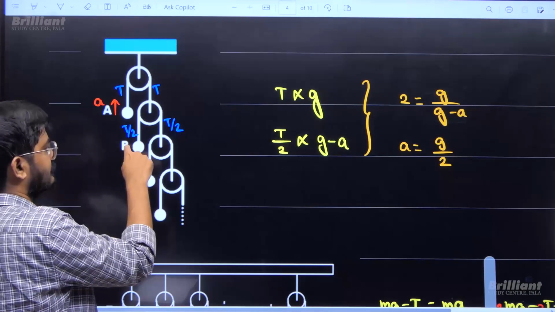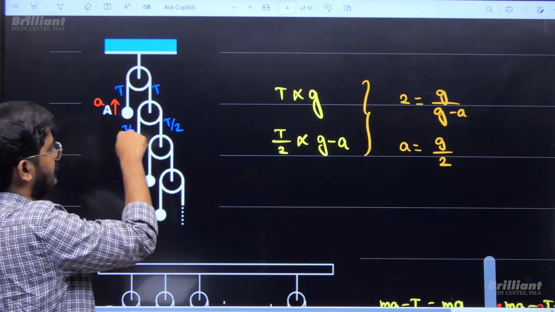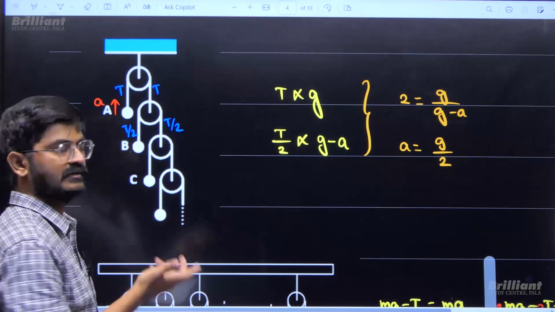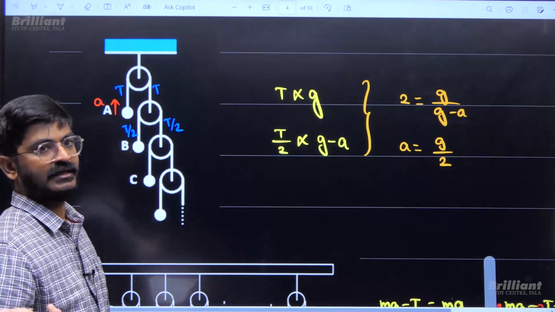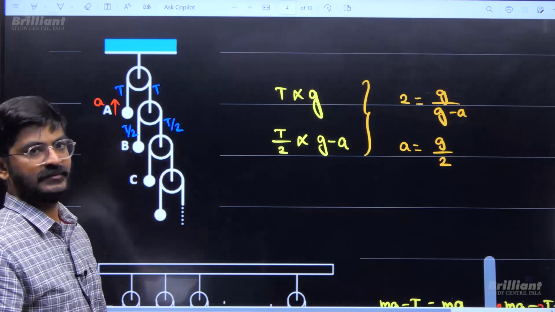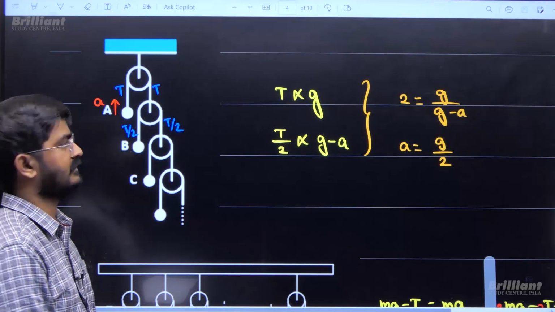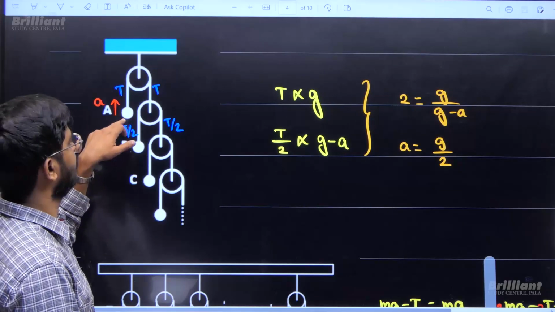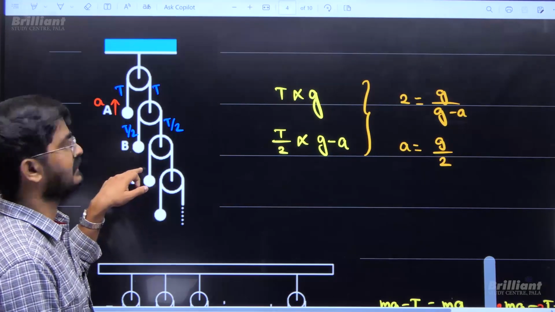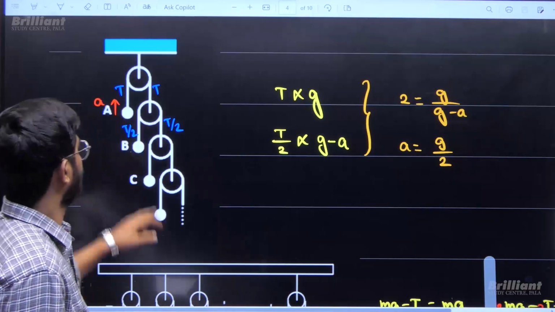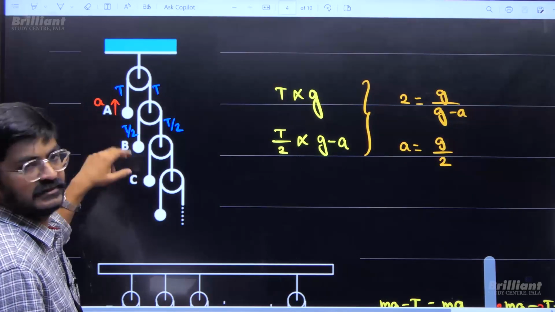So this tension will be proportional to the same linear factor, because the geometrical structure will remain the same, but it depends on g minus a, the effective g, instead of g. So the tension here depends on g, and the tension here depends on g minus a. So when I take the ratio, I will be getting the acceleration is g by 2.